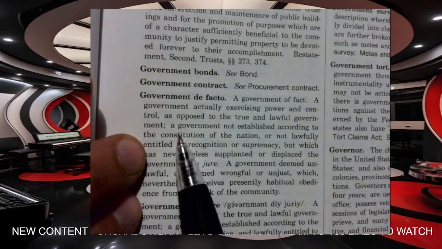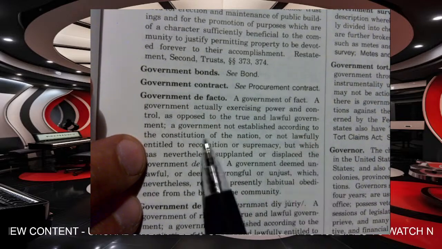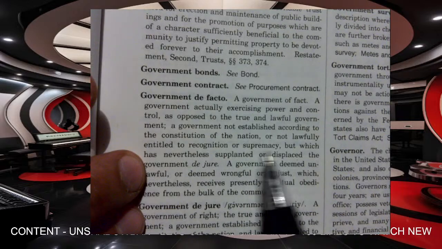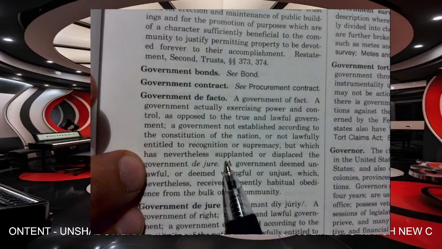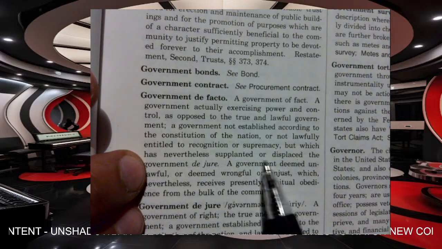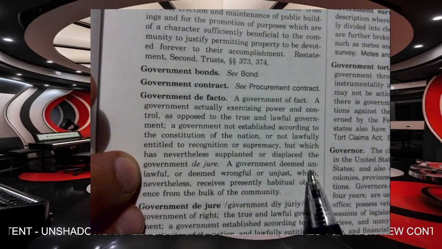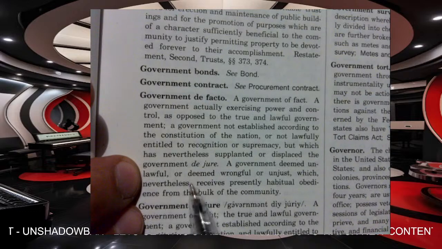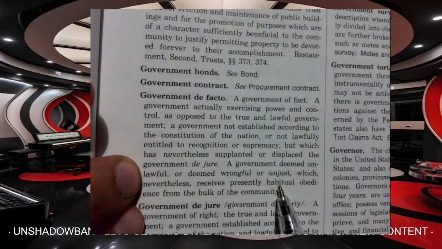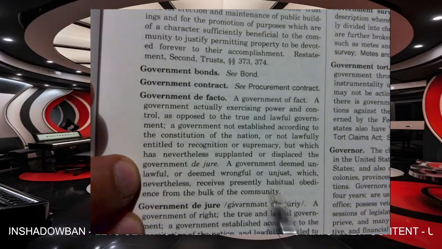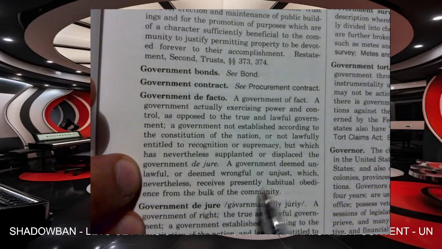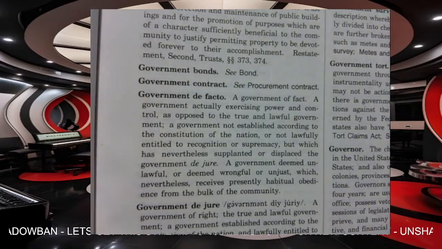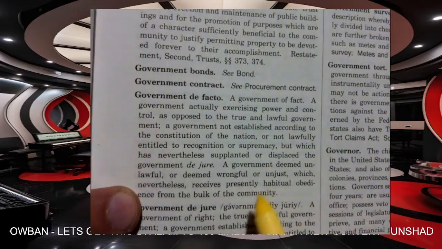Then here it's saying a government not established according to the Constitution of the nation, not lawfully entitled to recognition of supremacy, but which has nevertheless supplanted, we're going to look that up as well, or displaced the government. A government deemed unlawful or wrongful or unjust, which nevertheless receives presently habitual obedience from the bulk of the community. There it is. That's the perfect line right there. Obedience from the bulk, which is the sheep of the community. Government de facto. I might have to read this one a few times over.